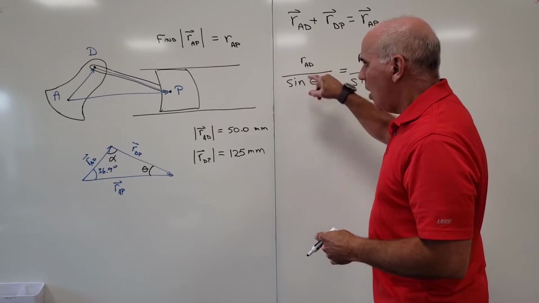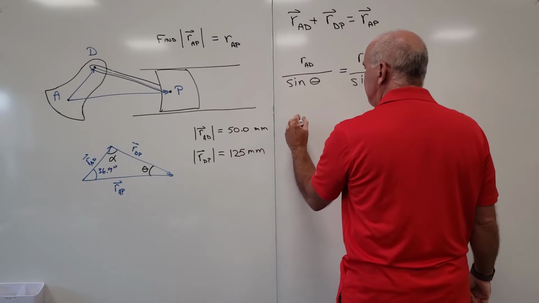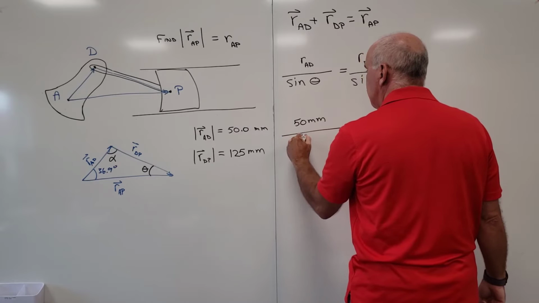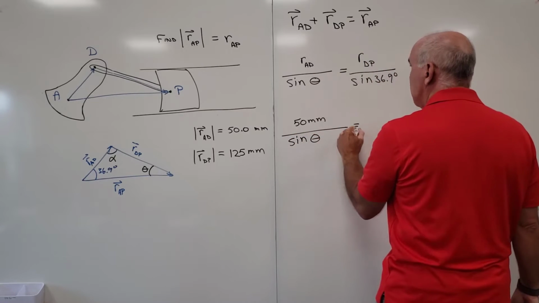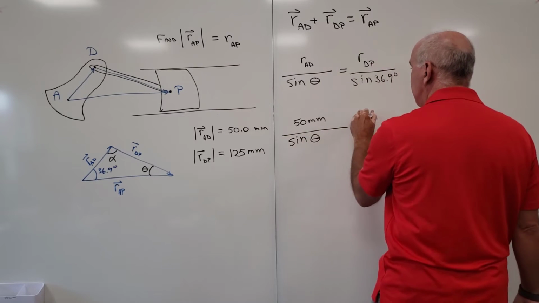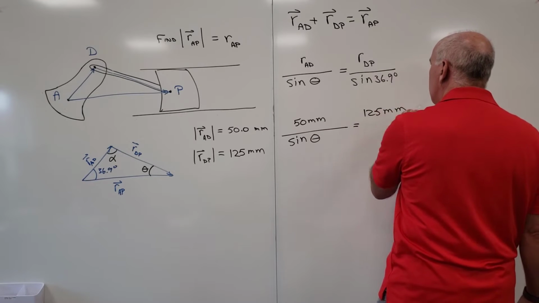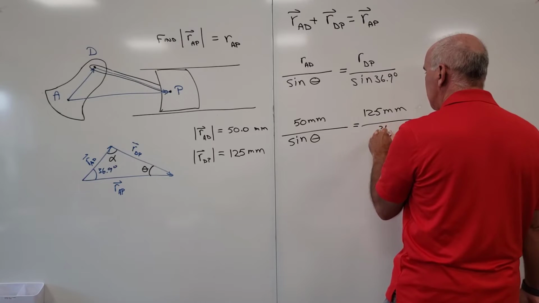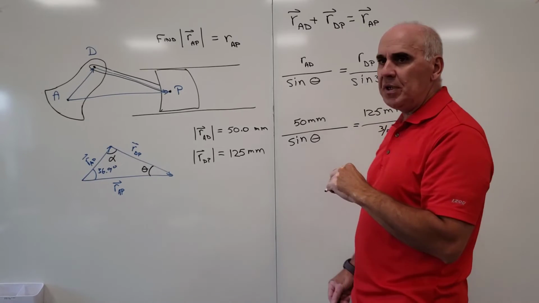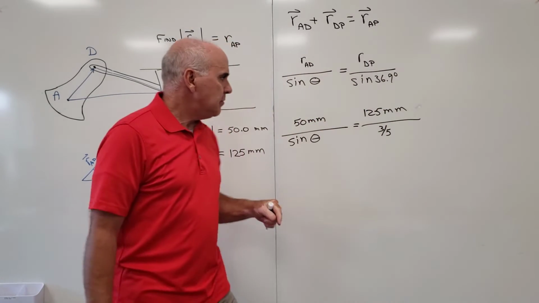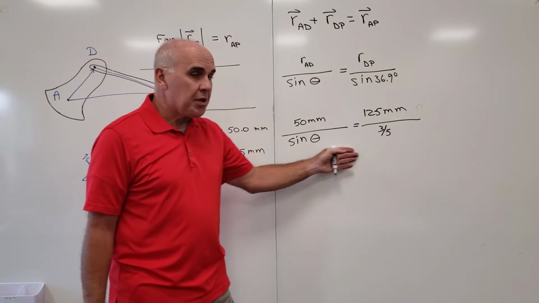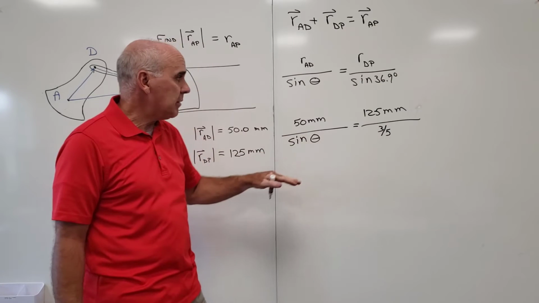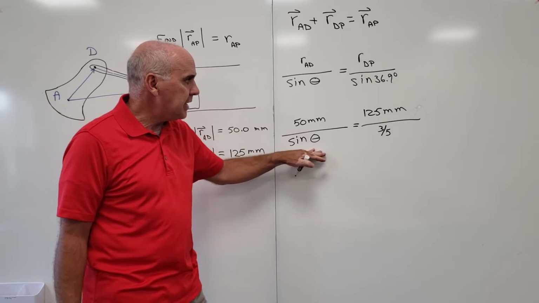Okay, so RAD, that's given as 50 millimeters. I don't know what theta is. And then RDP is given as 125 millimeters. And then the sine of 36.9, that's 3-4-5, so that's 3/5 or 0.6. All right, so there's part of the law of sines. I can go one more, and I will in a minute, but I'm going to stop at that point. I need to find out what theta is.